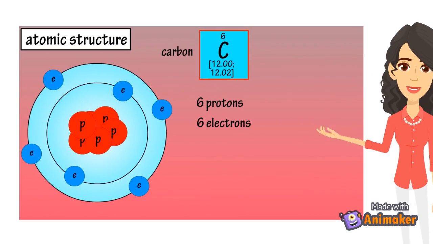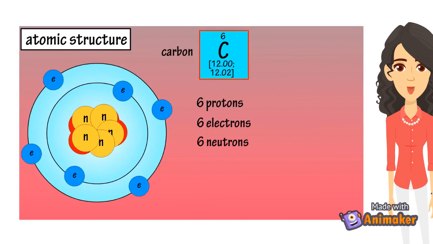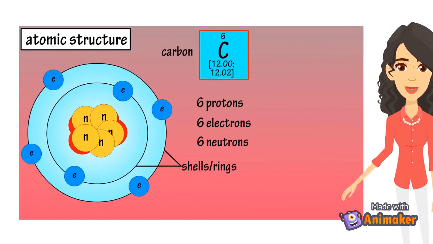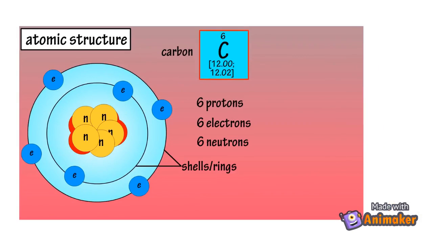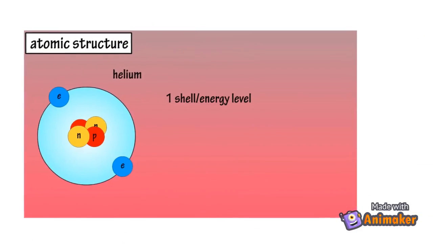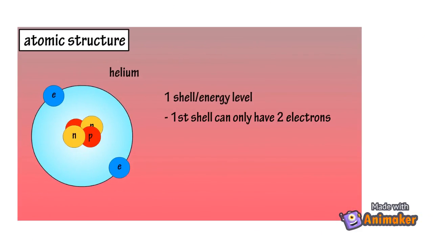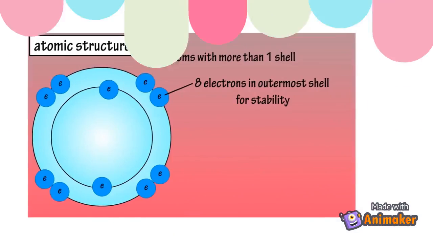If we look at the element carbon, there are 6 protons, 6 electrons and in most cases 6 neutrons. We can see electrons in shells or rings around the nucleus. The shells represent different energy levels. For example, helium has 1 shell or energy level. The first shell can only have 2 electrons, so helium is stable.